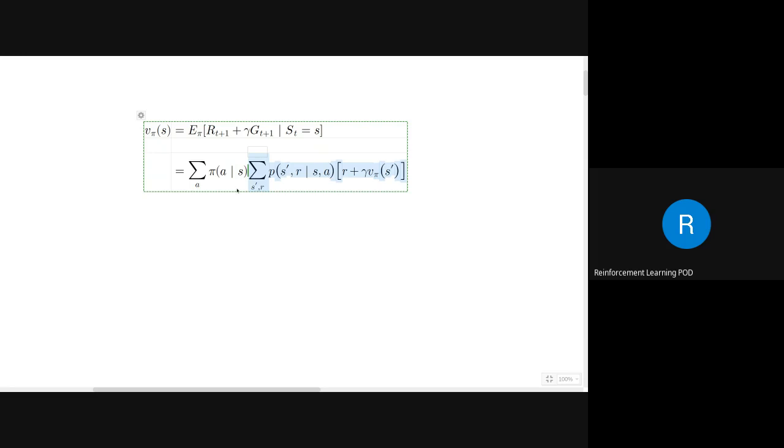So what happens if you take action A in state S? This is the return that you will get, but then you have to multiply it by the probability of going to each other state given this action.